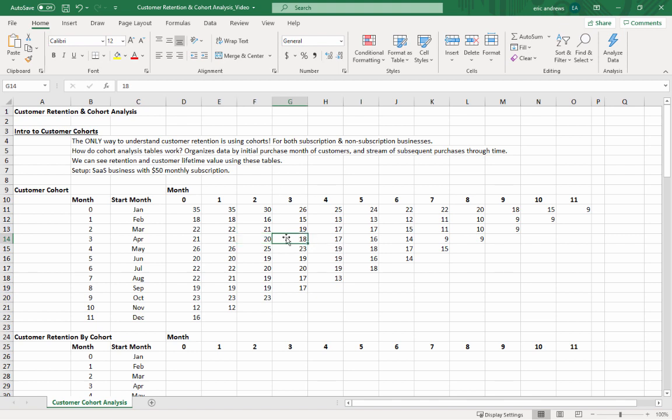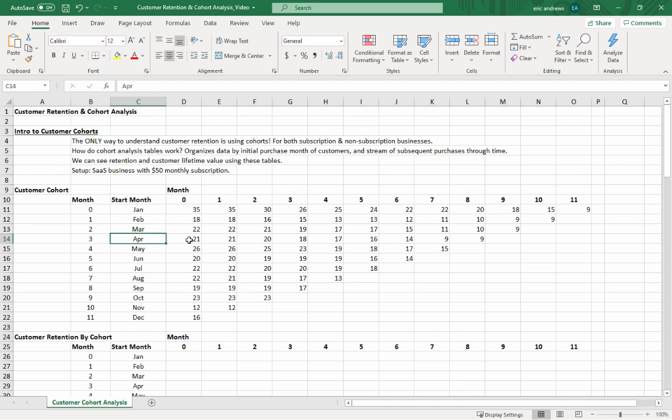3 months later, 18 of the initial 21 purchased again. 4 months later, and we're always referencing back to the initial 21 people in the April cohort. So it's looking at the stream of subsequent purchases through time based on the initial purchase month.